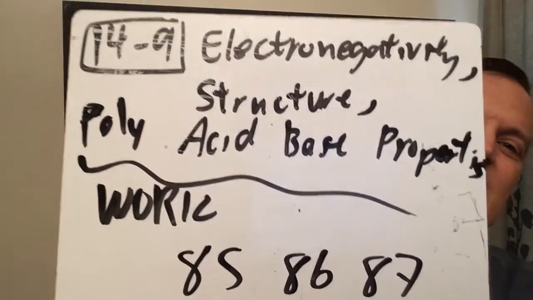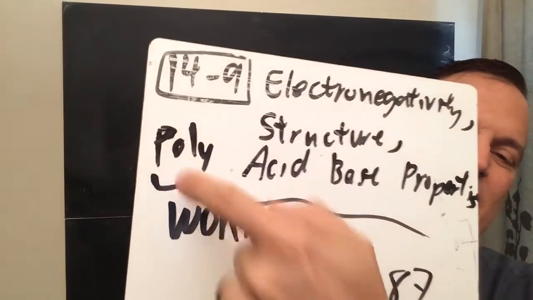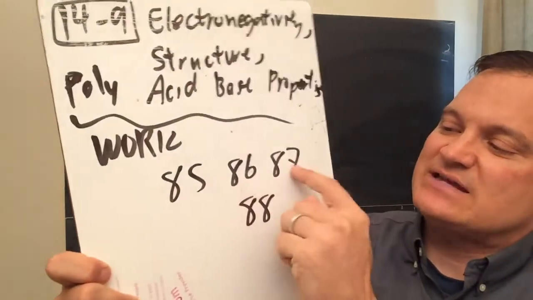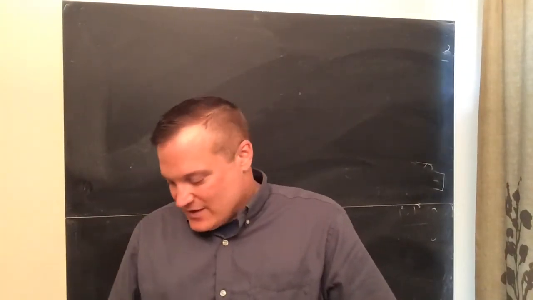14.9, electronegativity, structure, and acid-base properties. And I'll talk a little bit about polyprotic acids. These are problems that came from an old textbook. They might be some of the same ones in your textbook now too, but 85, 86, 87, 88. Now, you'll like this. There's not any math.